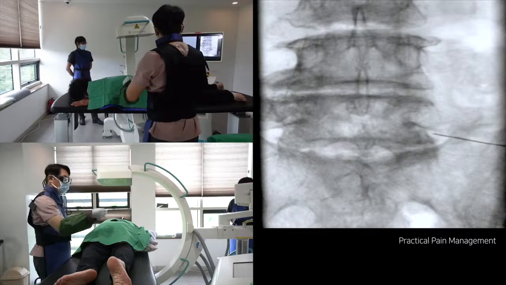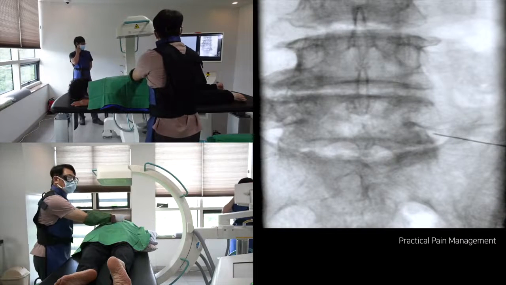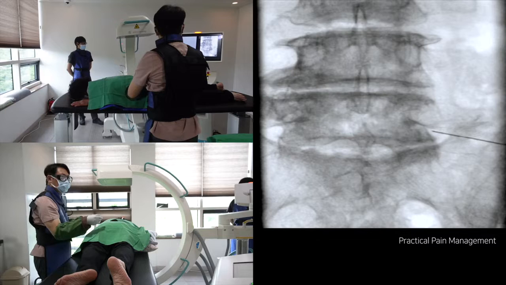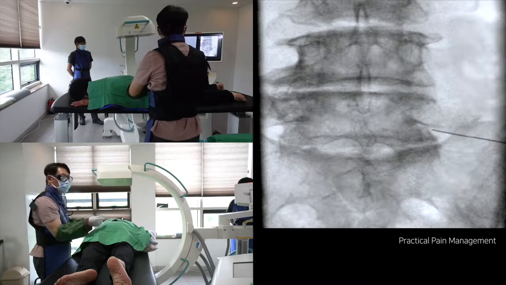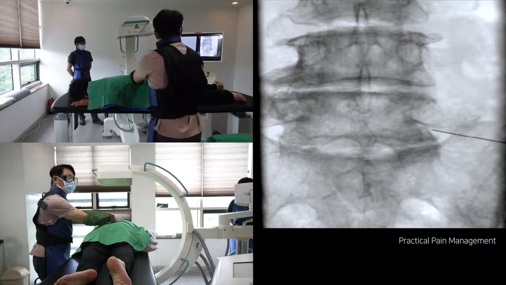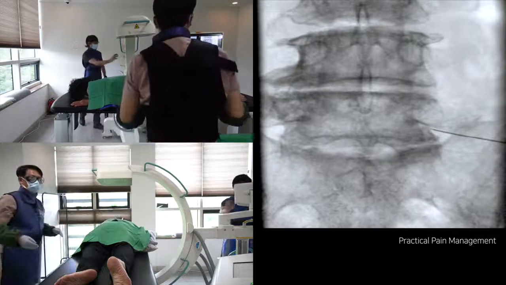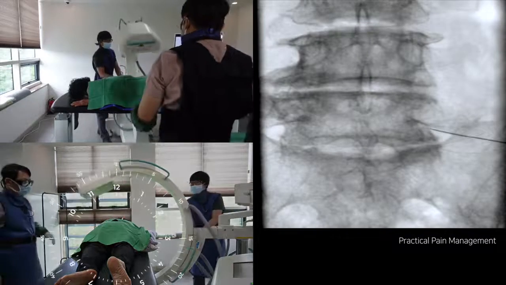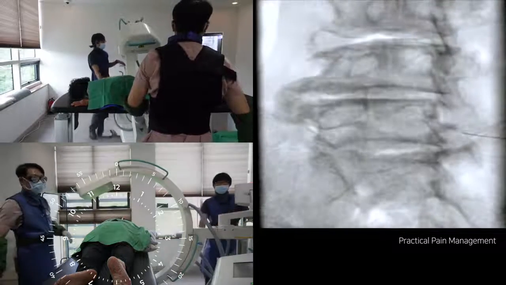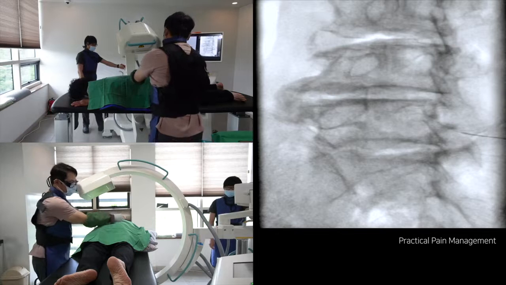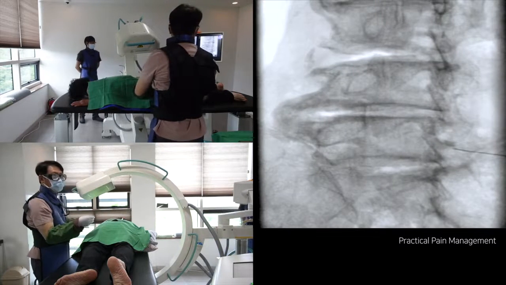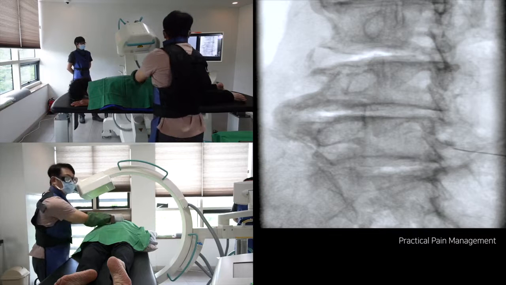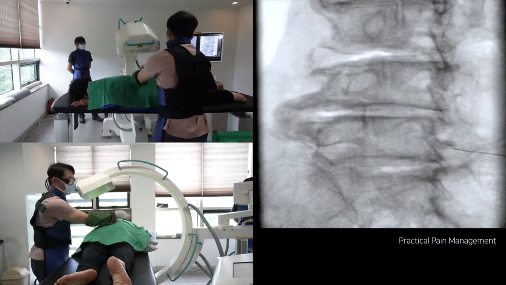I will advance the needle parallel to the inferior border of the transverse process until it reaches the lateral edge of the pedicle. Please give me a contralateral oblique view. The compass shows 40 degrees of rotation, and the needle is already in the lateral edge of the 6 o'clock position.